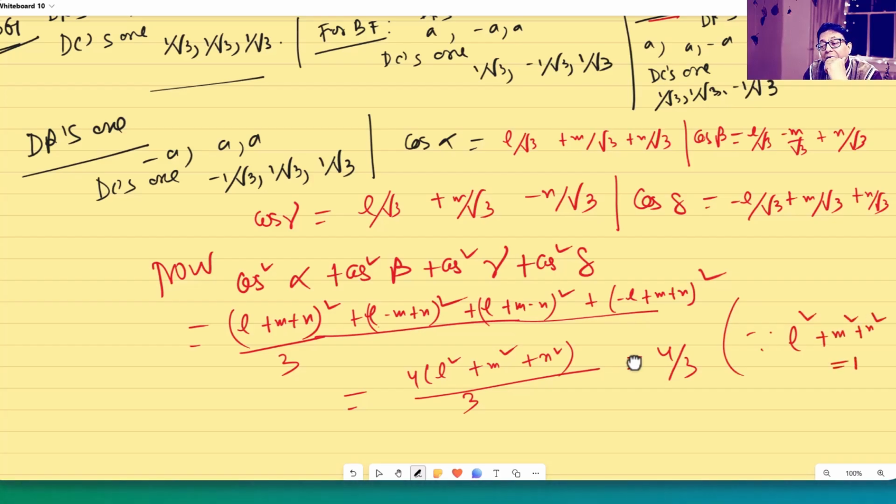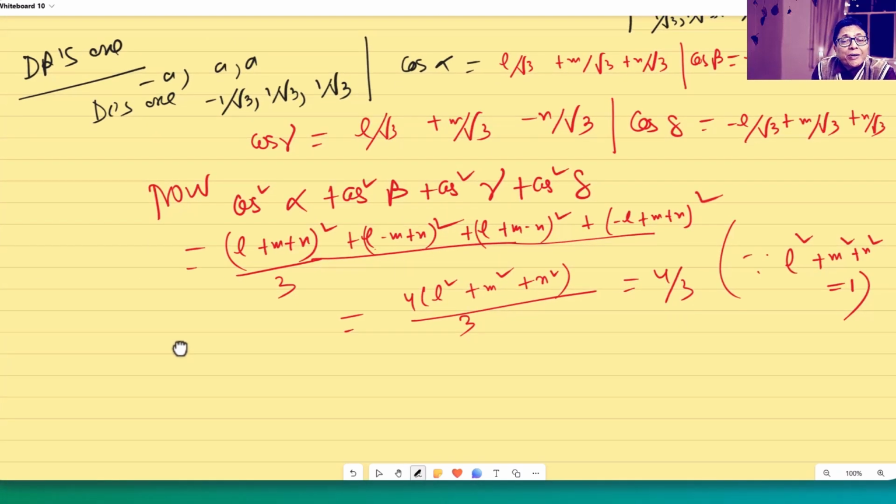I have not expanded. It means when you are going to answer descriptive, you also don't have to expand. No. You expand it and show your calculation. That is true for your board-based examination. So you got cos square alpha, cos square beta, cos square gamma, cos square delta.